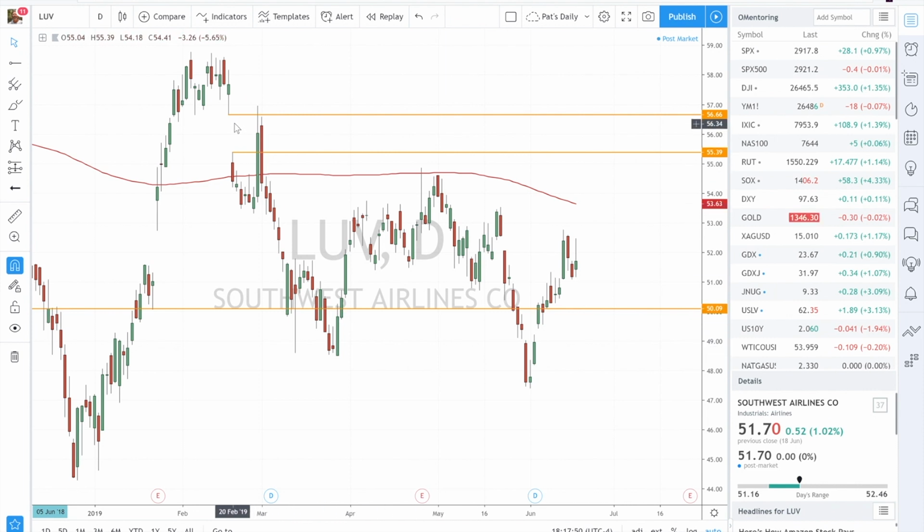So basically, you're just watching these gaps. You want to mark them. I often mark both sides on the chart like this, and then you just kind of watch them. They often act just like a support and resistance line. And that's really about it for gaps.